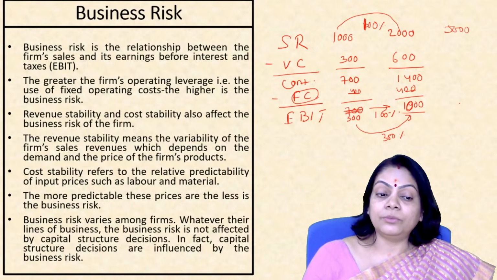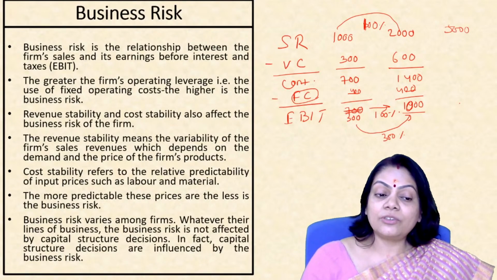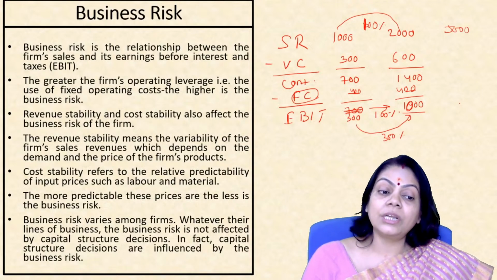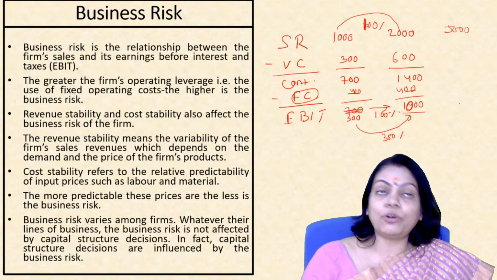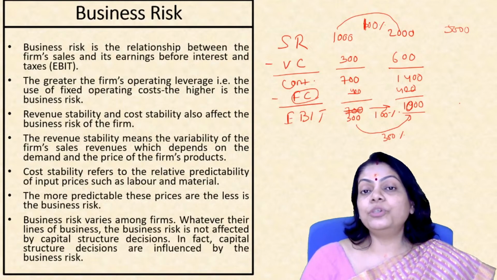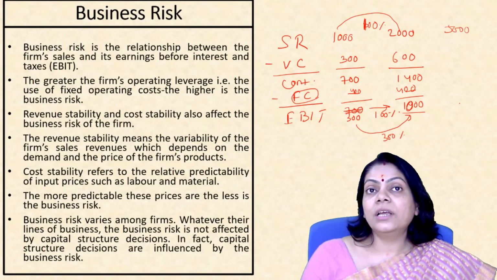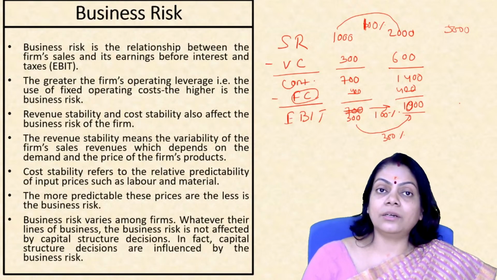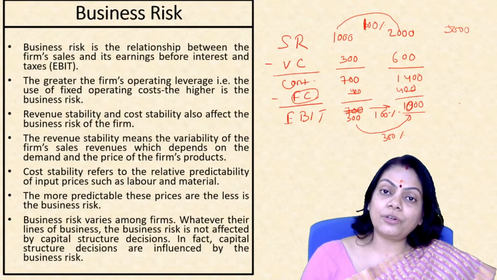And business risk is not just affected by capital structure. In fact, capital structure decisions are influenced by the business risk. Now, suppose automobile is something that is exposed to huge business risk. The point is, if you are already dealing with business risk, then what kind of capital structure should you have?